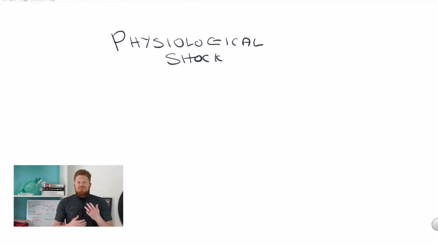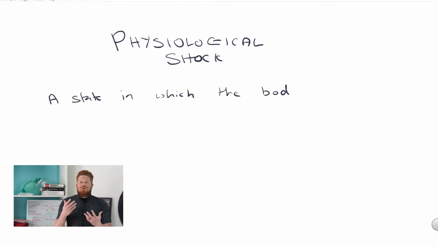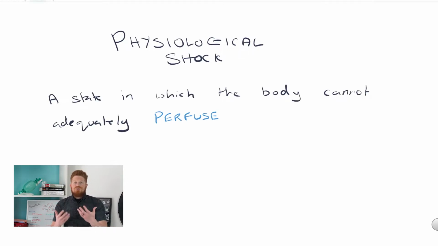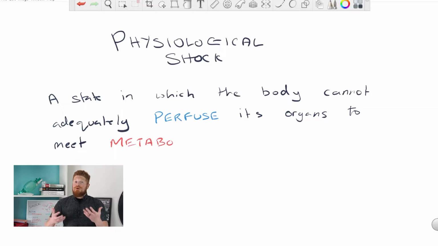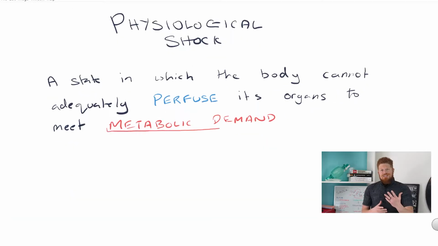So, what is it? Physiological shock is a state in which the body is unable to perfuse its organs adequately enough to meet metabolic demand. Great, so we've got a definition, but what does that mean? Well, there's a couple of words in that definition itself that I want to break down and make a bit more clear as well. The first one is metabolic demand.